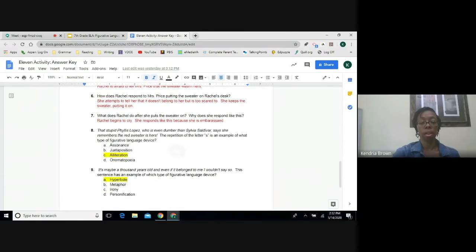Number 6, how does Rachel respond to Mrs. Price putting the sweater on Rachel's desk? She attempts to tell her that it doesn't belong to her, but is too scared to. She keeps the sweater, putting it on. So instead of telling her that it doesn't belong, she just puts it on because she's afraid.